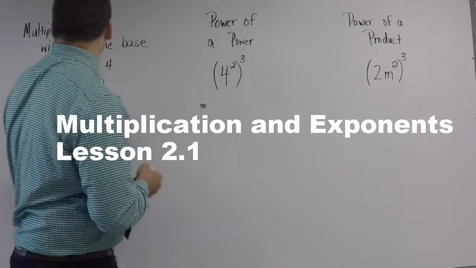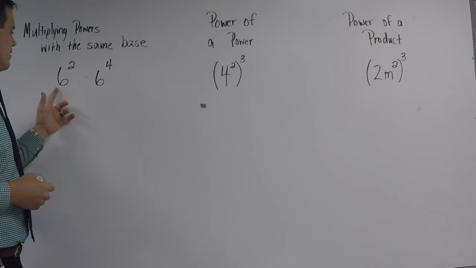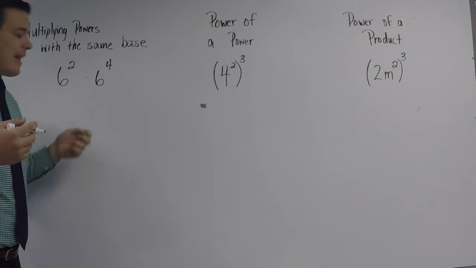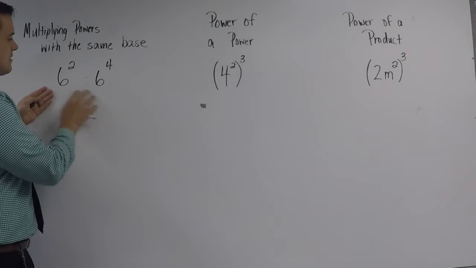So, starting with multiplying powers with the same base. Anytime you're multiplying numbers with exponents and they have the same base, you're just going to simply add the exponents. This makes sense because this is in exponential form.